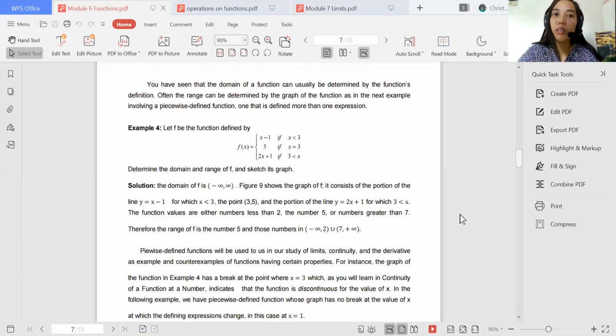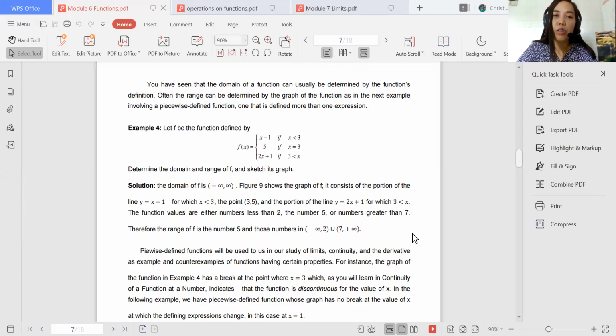So again, we will discuss how to graph piecewise defined functions and how to get the domain and range, but our main goal is how we are going to graph piecewise defined functions, and then we're going to proceed to operations on functions, and other types of functions. So let's write this example.